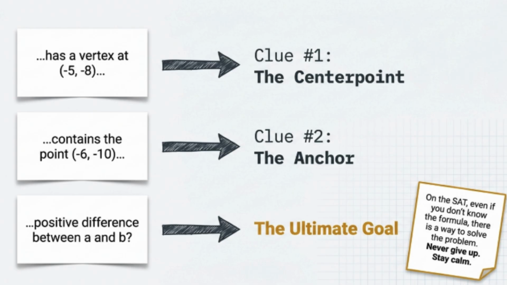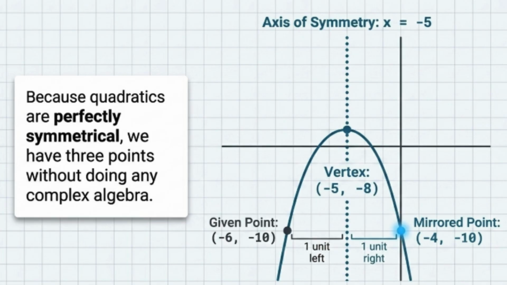1. Find the third point using symmetry. The vertex is (-5, -8), and 1 point is (-6, -10). A quadratic function is perfectly symmetrical around the x-coordinate of its vertex, x equals -5. Therefore, the point symmetrical to (-6, -10) on the other side is (-4, -10).